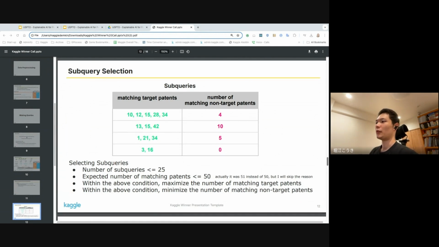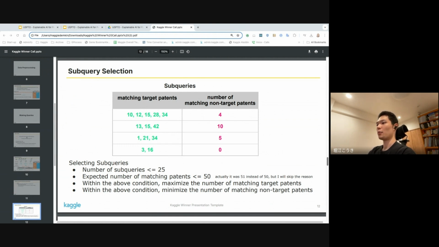Here I've shown a sample of 4 subqueries selected. The only part left here is to select at most 25 subqueries from the obtained thousands of subqueries. But how could that be selected? The following rules were adopted in my solution. First, the number of subqueries is under or equal to 25, of course.